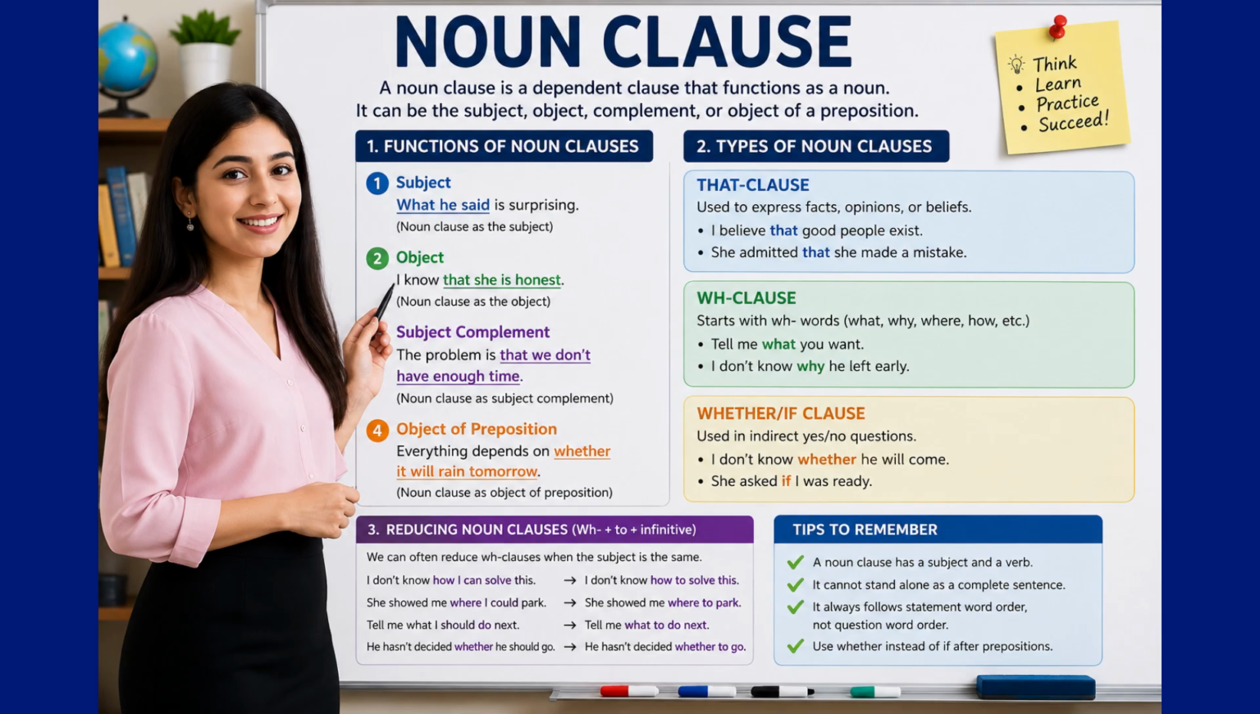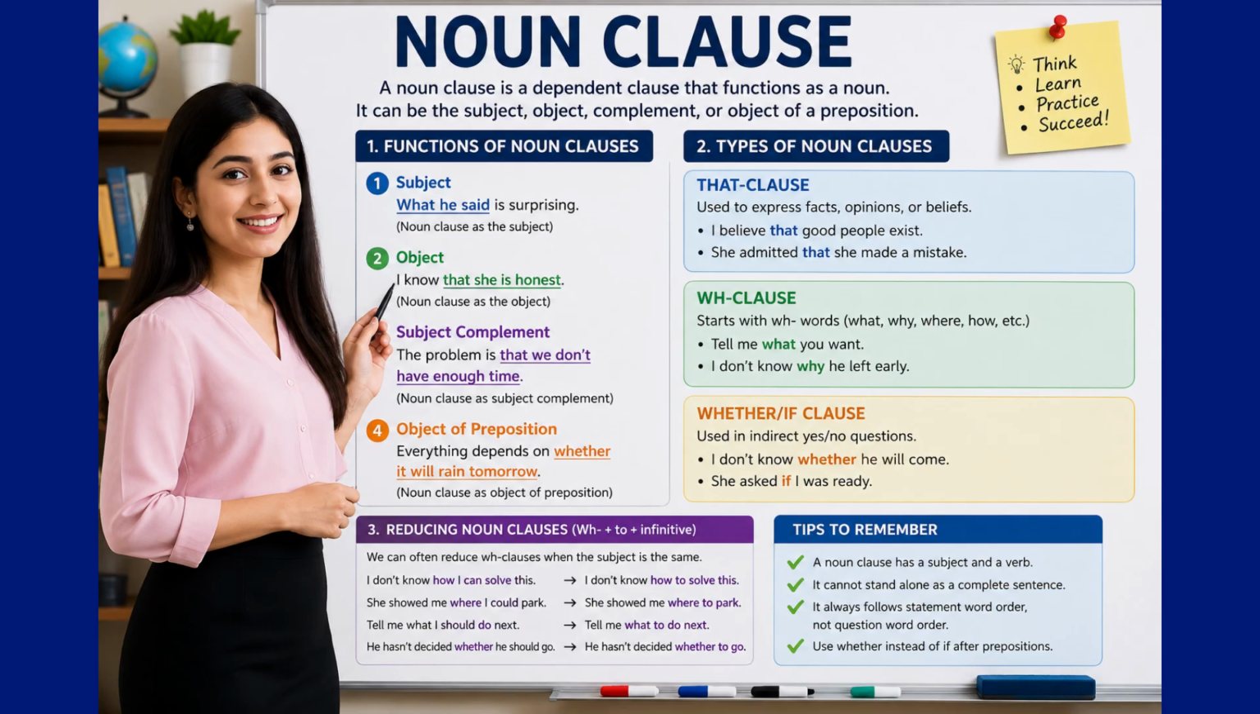The second mistake is using "if" after a preposition. Incorrect: "It depends on if he comes." Correct: "It depends on whether he comes." The third mistake is trying to reduce every noun clause. Remember that only certain WH clauses can naturally become WH word plus to infinitive structures. Most "that" clauses cannot be reduced in this way.